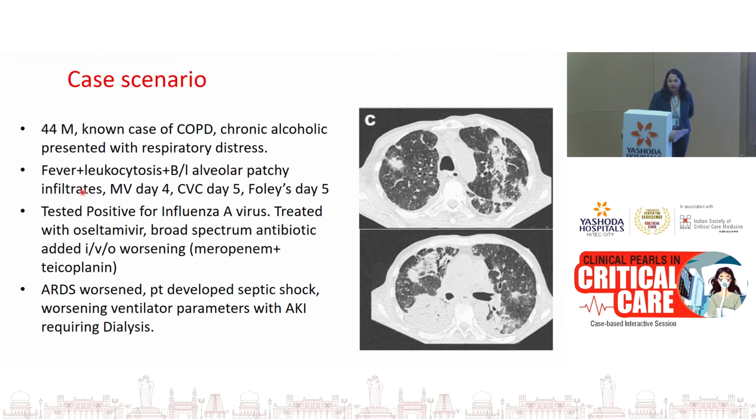He is a 44-year-old male, a known case of COPD and a chronic alcoholic, who presented with respiratory distress. He had fever, leukocytosis, and the CT showed bilateral patchy alveolar infiltrates. On the 4th day of mechanical ventilation he had these manifestations. He had initially tested positive for influenza A virus and was on oseltamivir. With worsening condition, he was started empirically on meropenem and teicoplanin. The ARDS further worsened, he developed septic shock and also required dialysis.